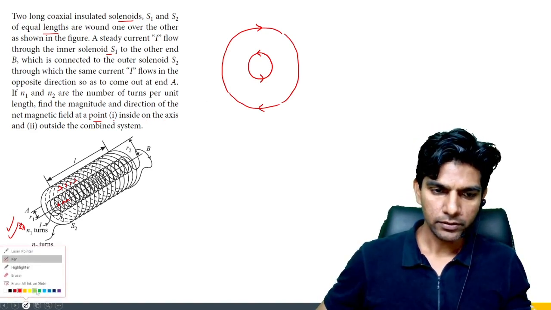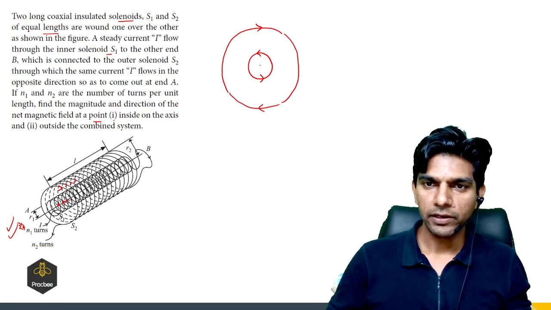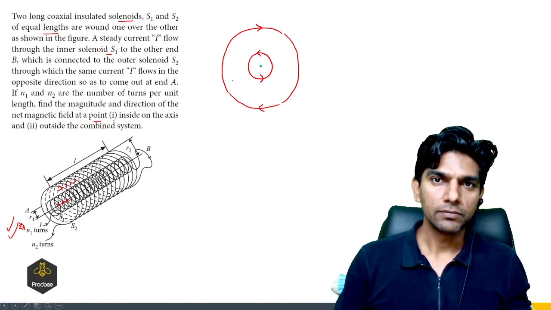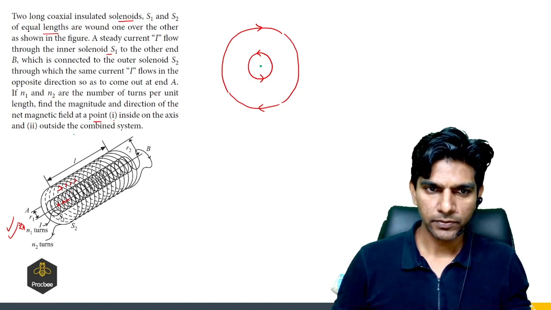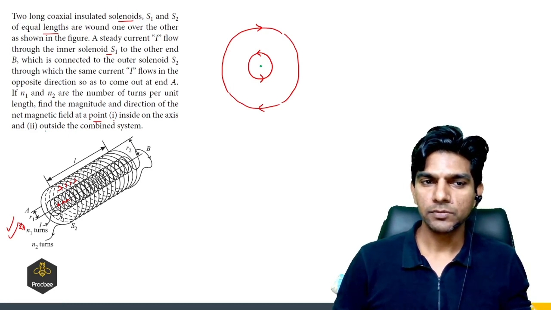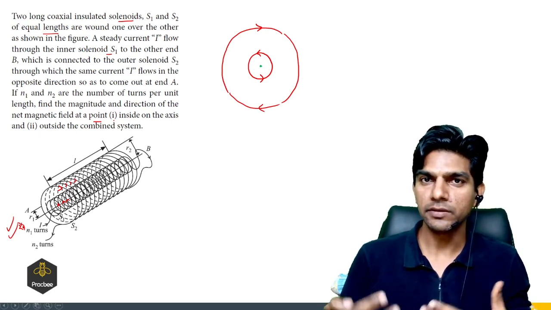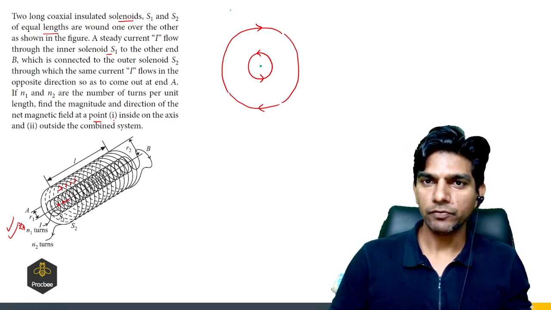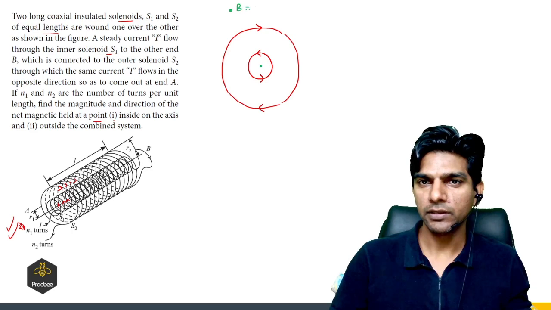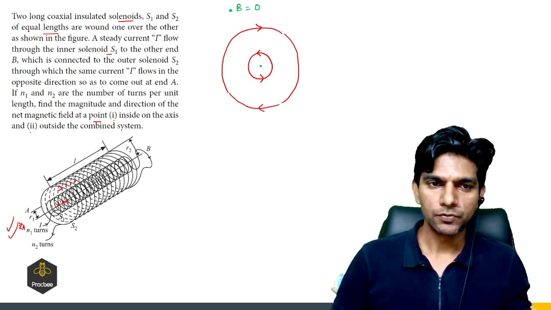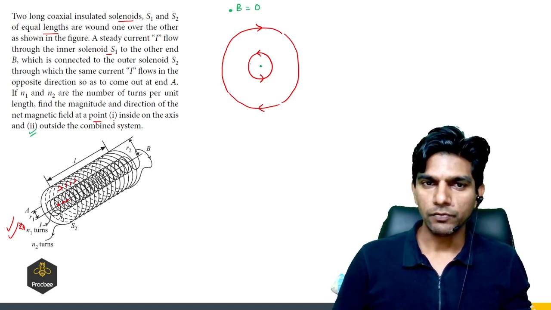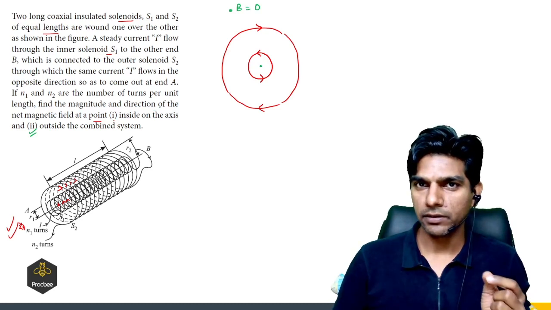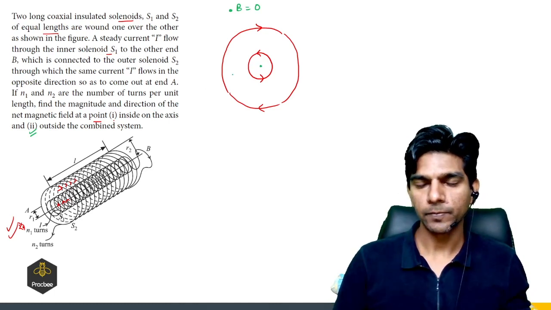So we have to find magnetic field at this particular point inside the solenoid on the axis, and then outside the combined system. So for the second part, we know that if we are considering an ideal solenoid, then the magnetic field outside will be 0. So at this point B, the magnetic field will be 0. So for the second part, it will be 0. Now let us find what is the field at a point on the axis at this particular point.